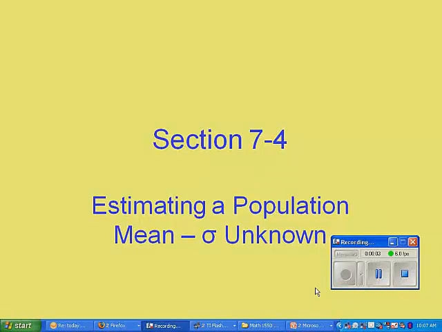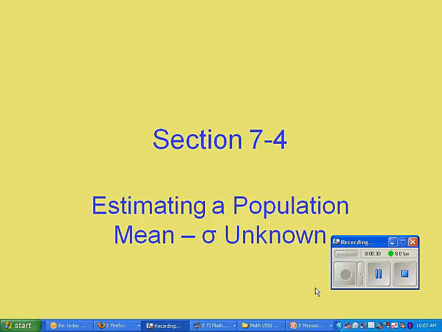We started chapter 7 last time, where we're learning about estimators. What's an estimator? If I'm going to estimate a population mean, I might use a sample mean to do it. That's what's called a point estimate. That's a good example.